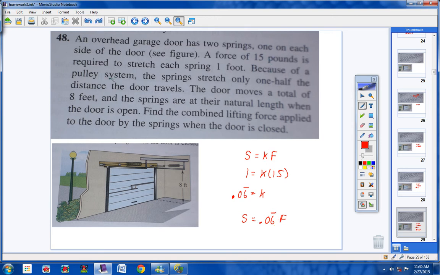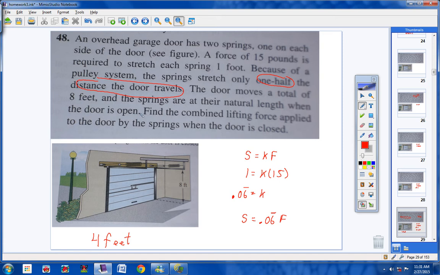Because of the pulley system, now listen, the spring stretches only half the distance the door travels. Now the door moves a total of 8 feet. So if your door travels a total of 8 feet, then the spring only stretched how many feet? 4 feet. And the springs are at their natural length when the door is open.